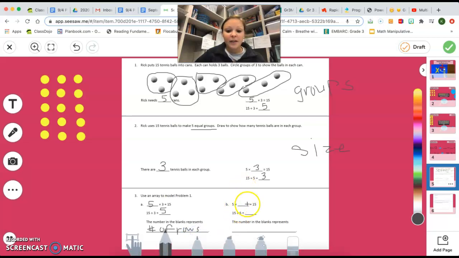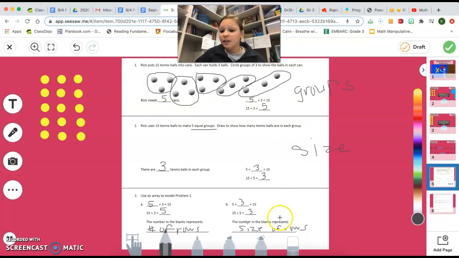B says 5 times blank equals 15. Well, there's 5 rows, so the 5 is the rows, which we just put here, times how many are in each row? 3. So 15 divided into 5 rows equals 3 in each row. So the number in these blanks represents the size of the groups, or the rows.